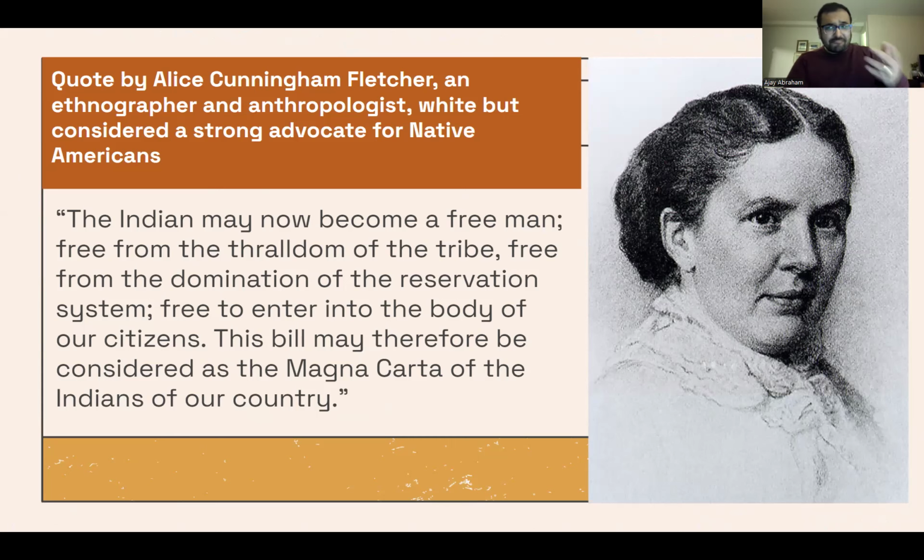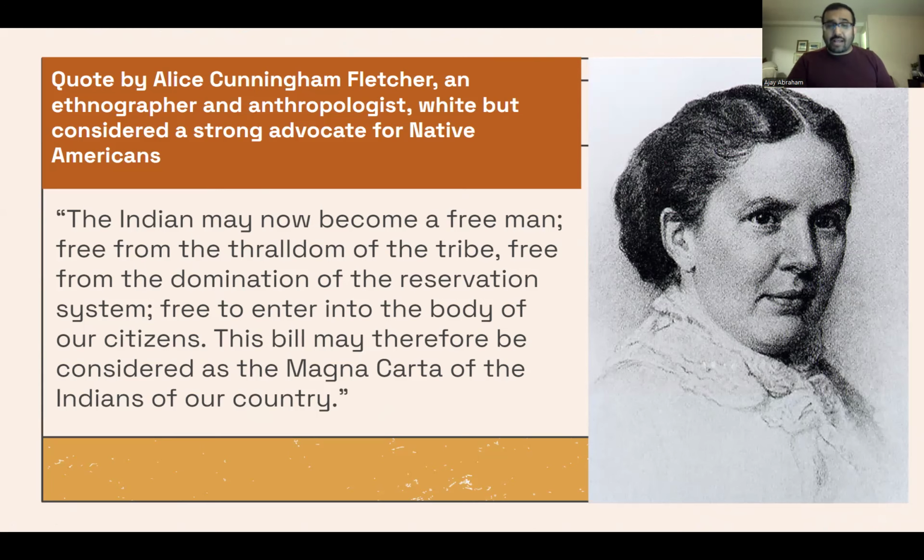She's actually pretty, what's the word I'm looking for? She is a kind of pioneer for women's empowerment in government service as well as in academia. Even about 30 years before women were given the right to vote, Alice Cunningham Fletcher was an Indian agent, meaning she was a representative of the U.S.